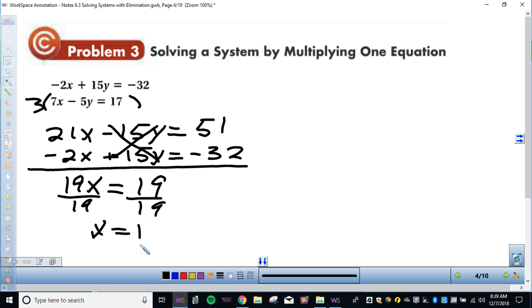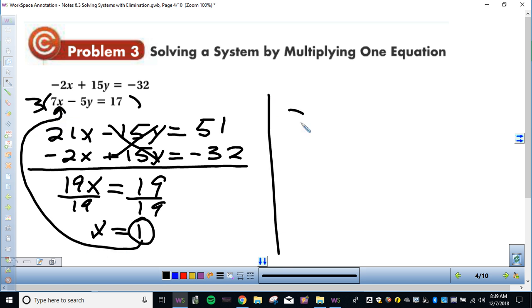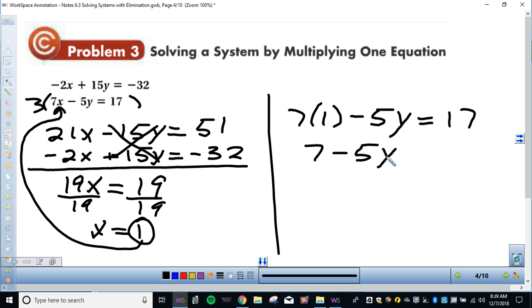Okay? And then which equation should I choose to plug it into? They both have negatives, so I'm going to choose the bottom one because it has one less negative. I'm going to take this value of 1 and plug it in for that x. So you get 7 times 1 minus 5y equals 17. Blake, what do I do? 7 times 1 is 7, minus 5y equals 17.